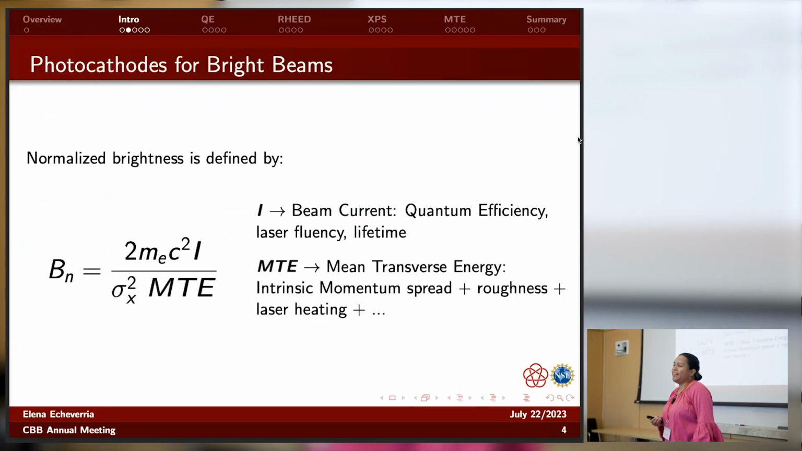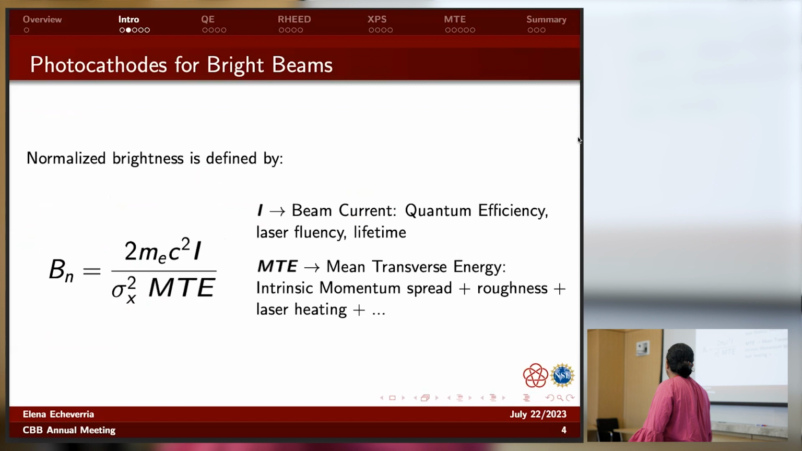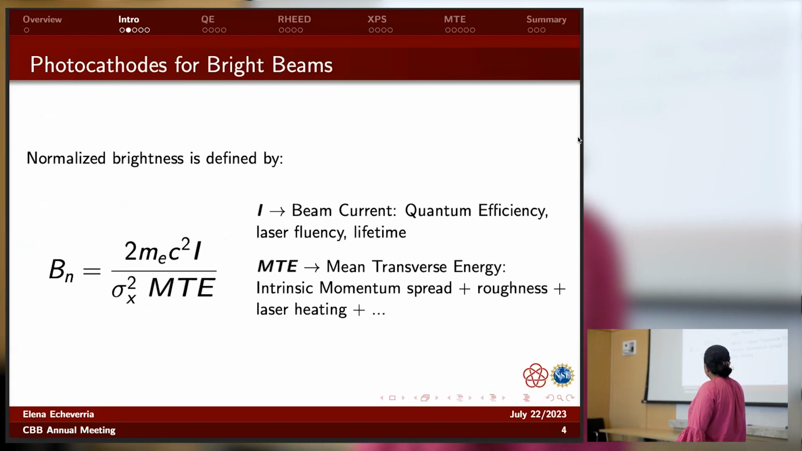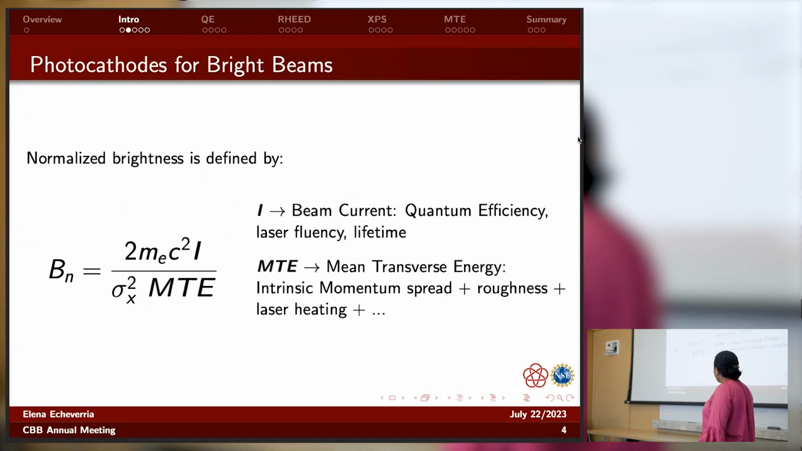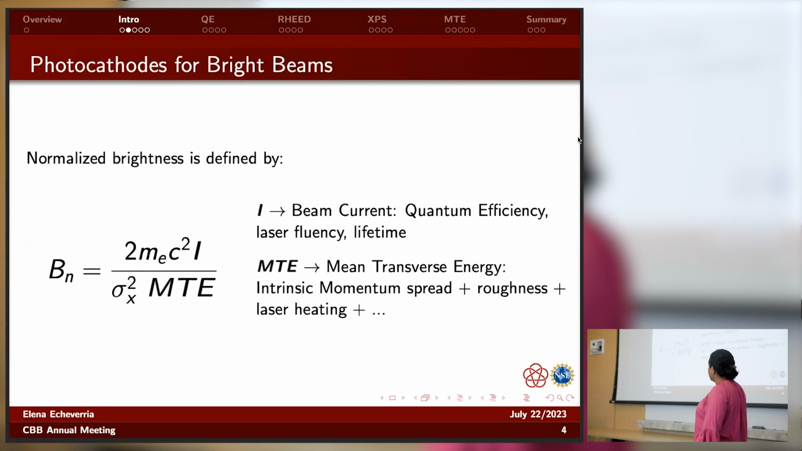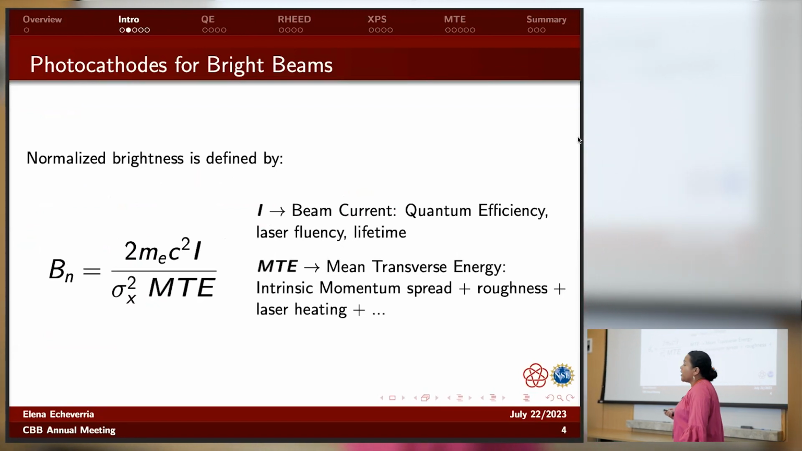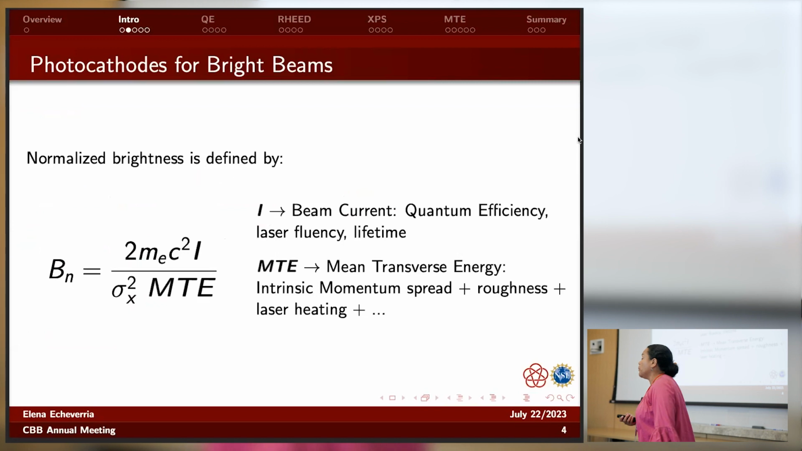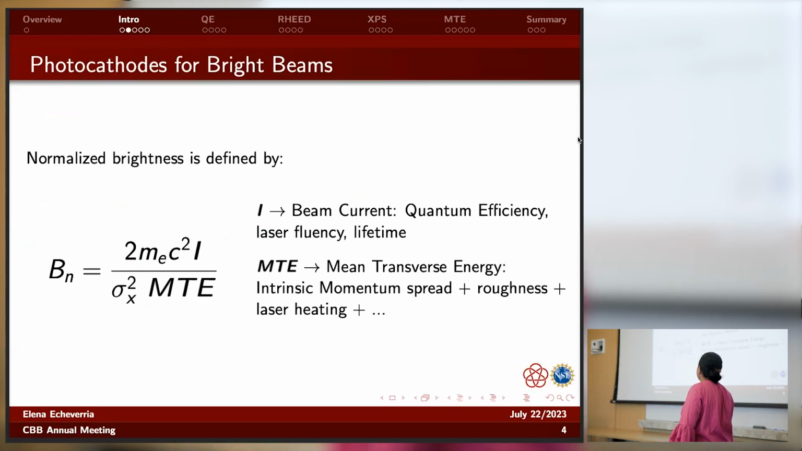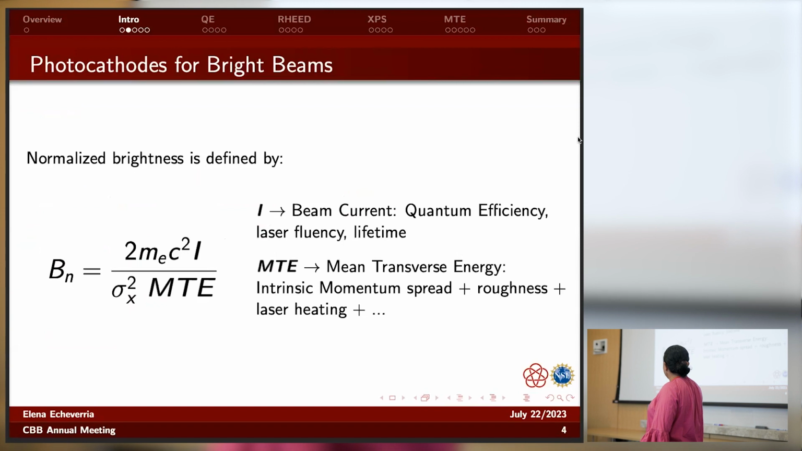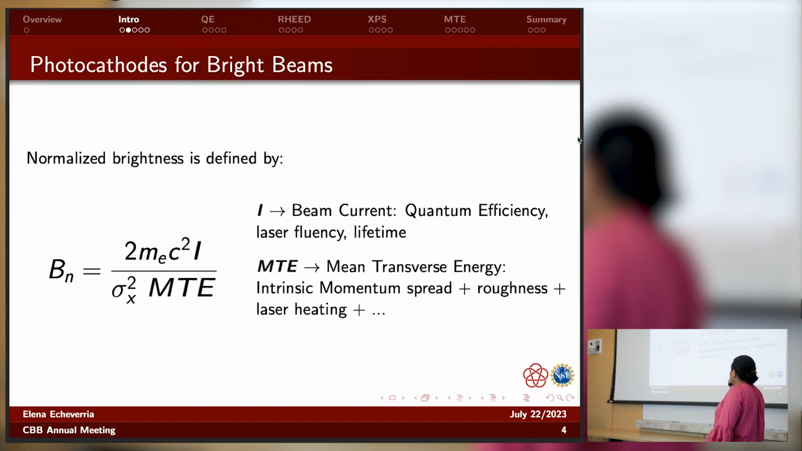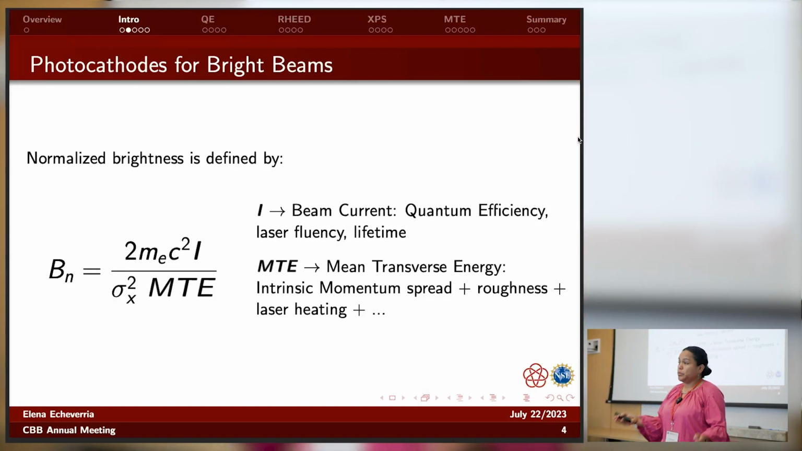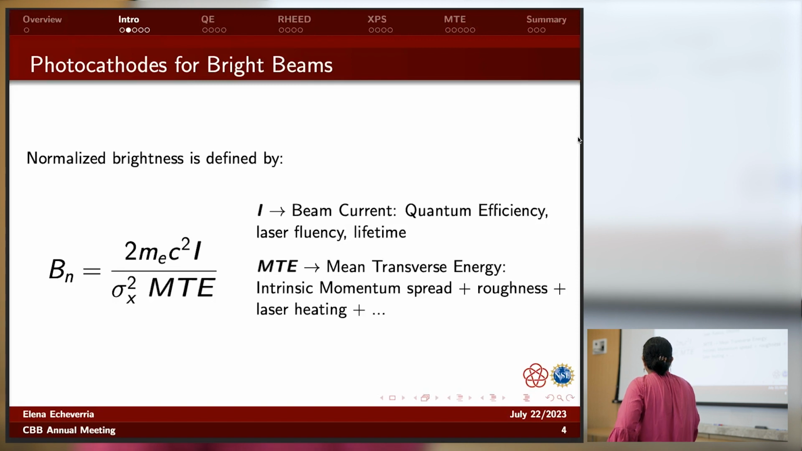You have heard a lot about brightness, right? In this expression here, I'm just showing you the definition for the normalized brightness. What I want to highlight from this expression are these 2 terms. The first one is the beam current, and the beam current is related to the quantum efficiency of the photocathode, the laser fluence, and the lifetime. And the second one is MTE, which stands for mean transverse energy. This is also related to the intrinsic momentum spread of the photoelectrons that we are generating. It depends on the roughness of the sample and also laser heating.